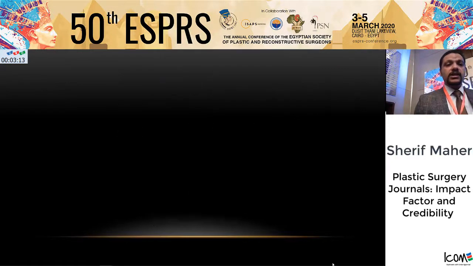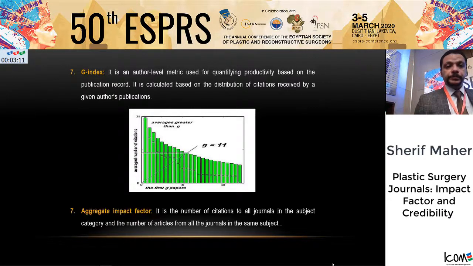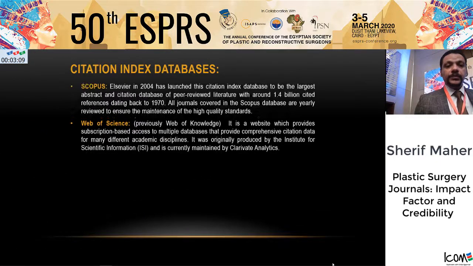Also the H index and J index. The citation index databases: the most important ones we are dealing with are Scopus and Web of Science. Scopus is owned by Elsevier and Web of Science by Clarivate.